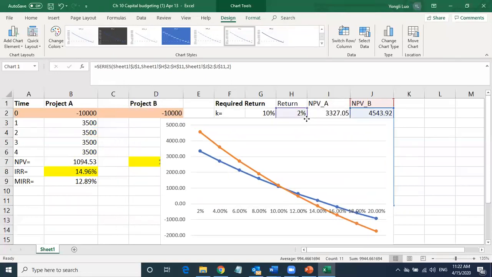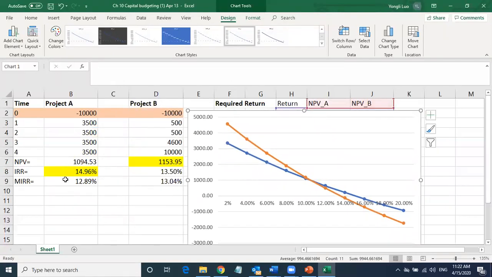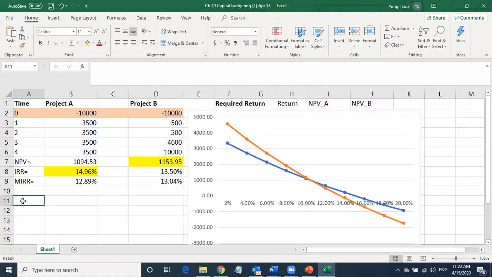So if this is a conflict, when you have these two projects, this is going to be your conclusion. If the required rate of return is less than somewhere like 10%, which one do you choose? You see at any level of the required rate of return, project B, the brown line, has a higher net present value. You choose project B.